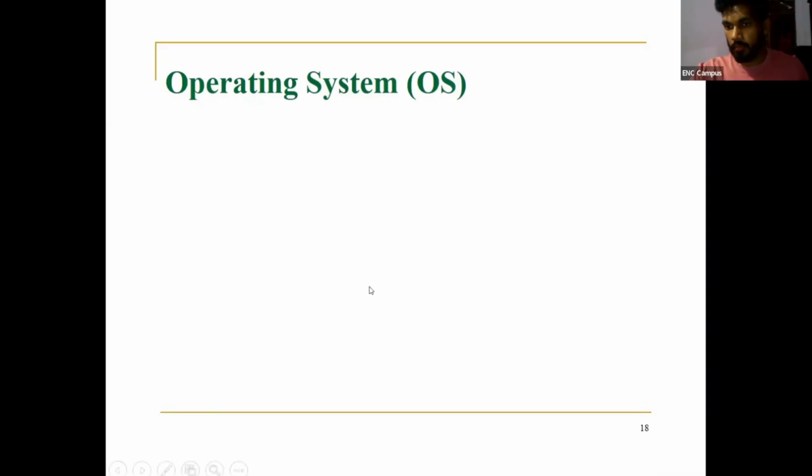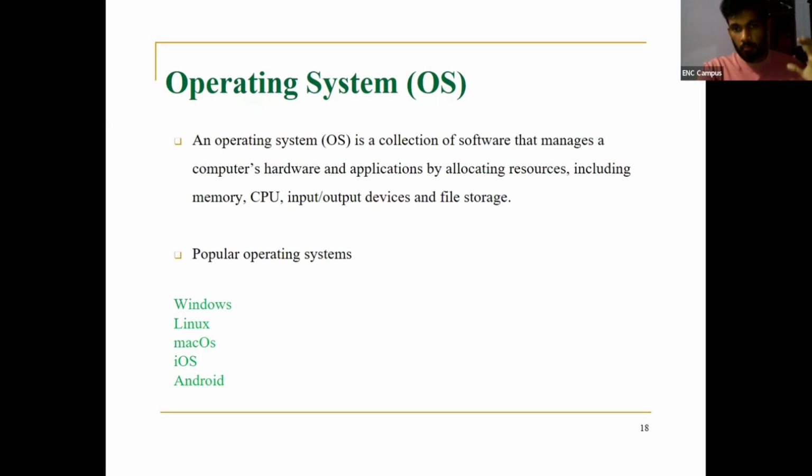So what is an operating system? The operating system is a collection of software that manages computer hardware like memory, CPU. Likewise, an operating system is a collection of software that manages computer hardware and applications by allocating resources. Resources are the memory, CPU, file storage, likewise, right? So the popular operating systems are Windows, Linux, Mac OS, the main three operating systems, right?